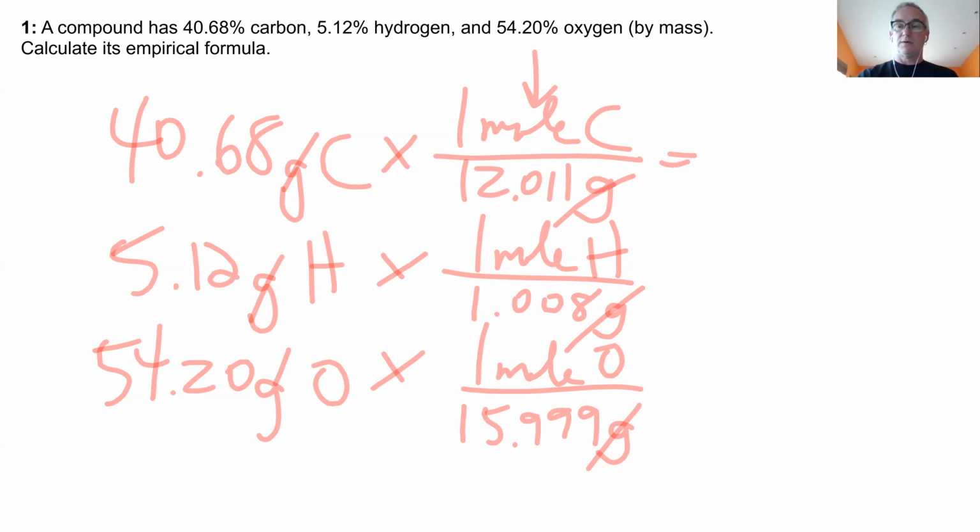So how many moles of each one do we have? The first one would be 3.386895. 3.3869. So 3.387, probably close enough. And hydrogen?